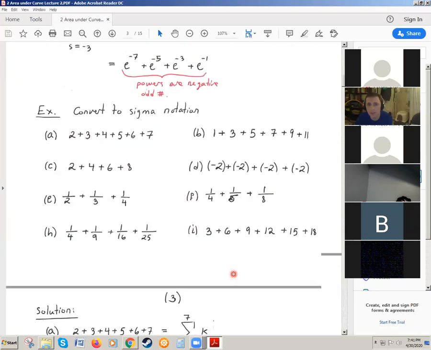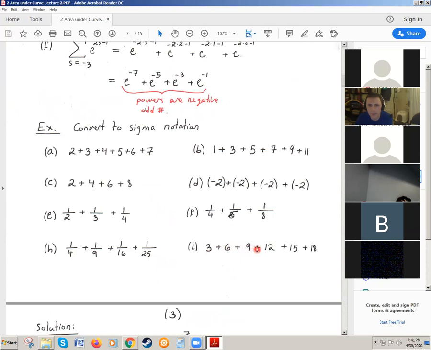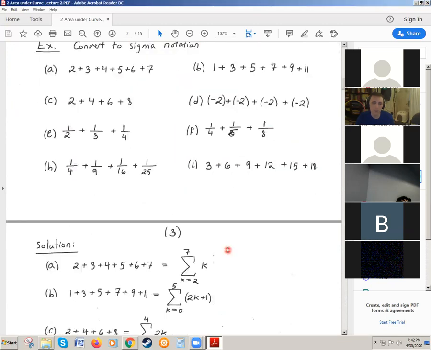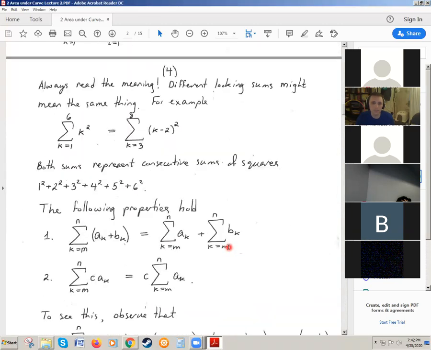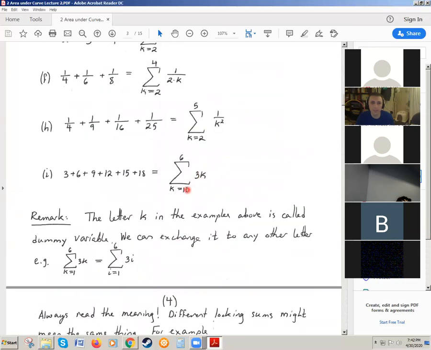Now, finally, what's the answer to I? 3 plus 6 plus 9 plus 12 plus 15 plus 18. What's the answer to that? So top 6 and 3k. Yes, agree. Wonderful. All right, so you got it. It's 3 times k, where I can start at k equal to 1 all the way to 6 of 3 times k. Those are multiples of 3, consecutive multiples of 3.